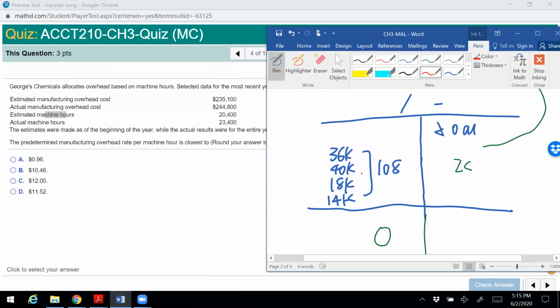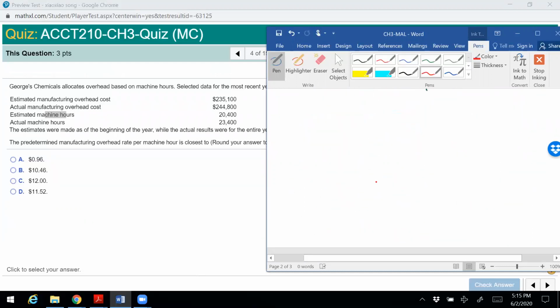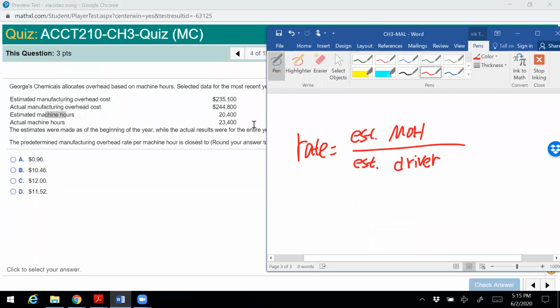But when you do your adjusting journal entry, you use your actual and your allocated. You never use your estimated manufacturing overhead in the adjusting journal entry. You use the estimated manufacturing overhead when you do the rate.